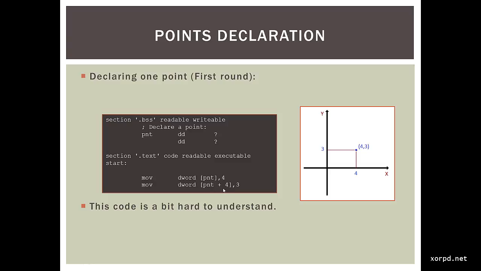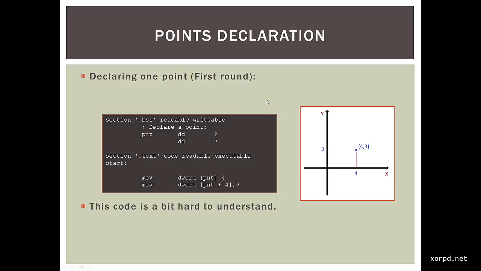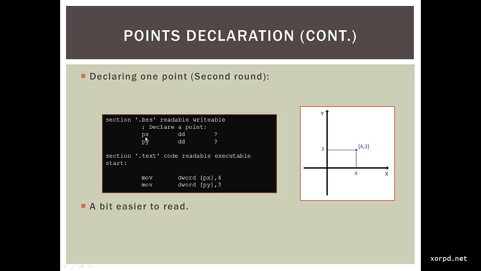Imagine, for example, a more complex structure. For a more complex structure, it will be pretty hard to guess. Maybe we should find some other way to do it. Let's try something else. This time we declare a point, but we use two labels. I want to emphasize the difference from the previous example, so let's take a look again at the previous example. In this example we have only one label, and in the new example we have two labels, px and py.